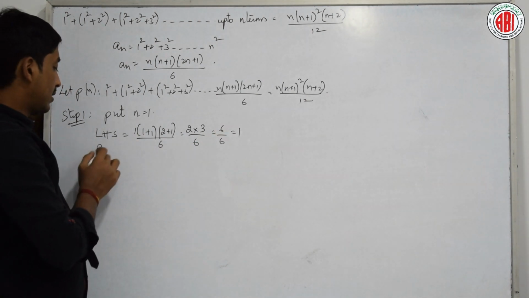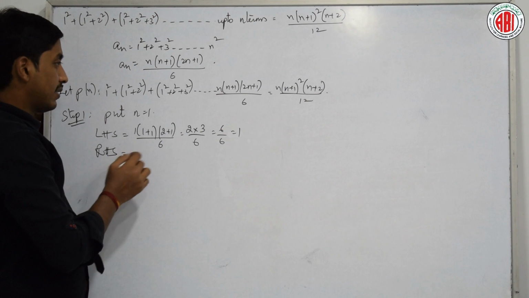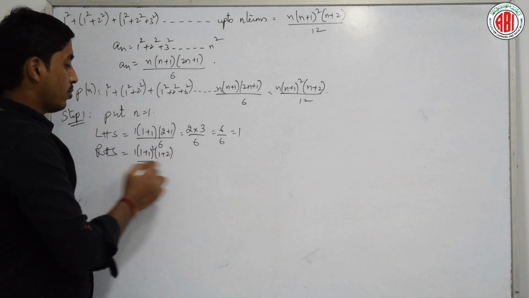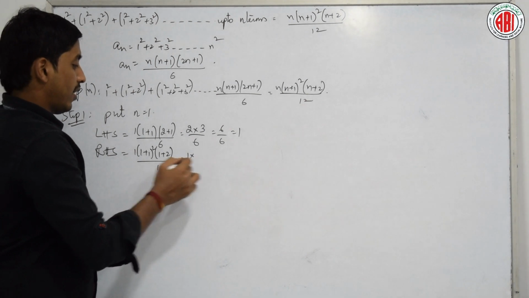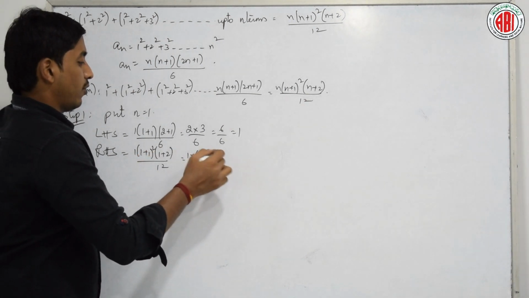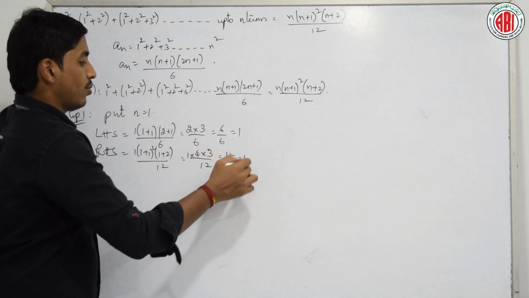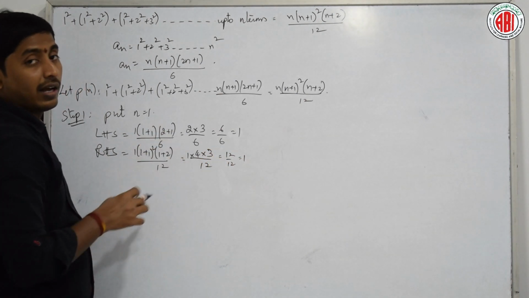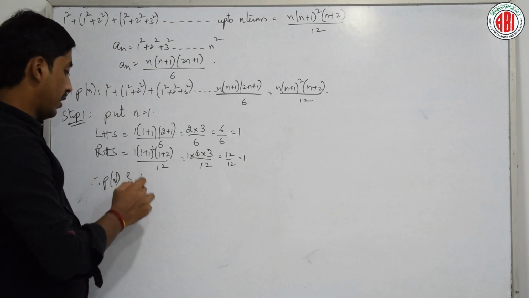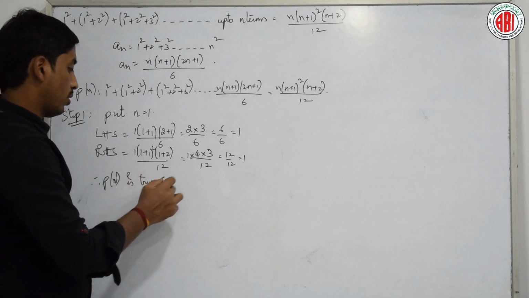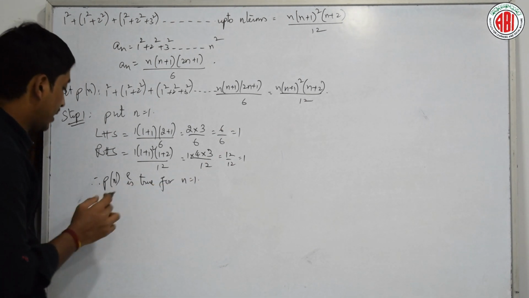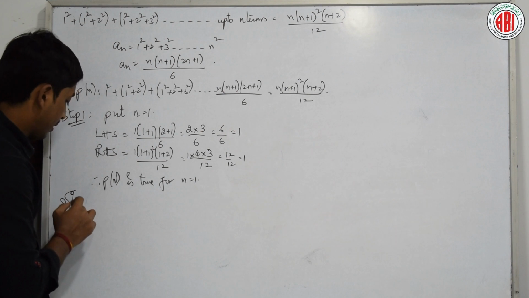Yes? And what is next? RHS is 1 into 1 plus 1 whole square into 1 plus 2 divided by 12. That is 1 into 2 square is 4. 1 plus 2 is 3 by 12. 4 3s is 12 by 12, that is 1. Isn't it? Both are equal, right? Therefore, P of n is true for n is equal to 1. Yes? Similarly, step 2.